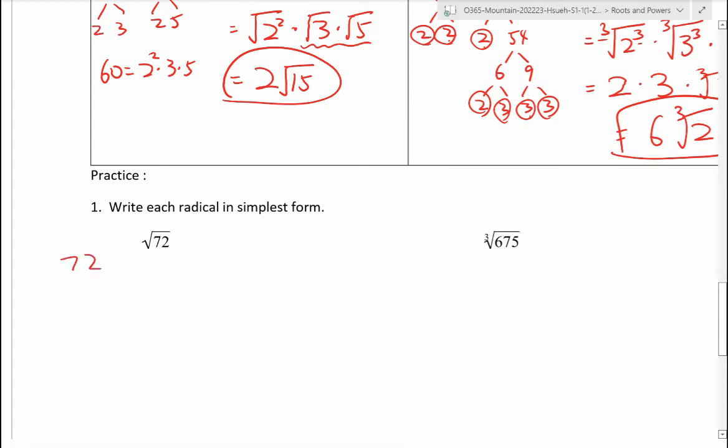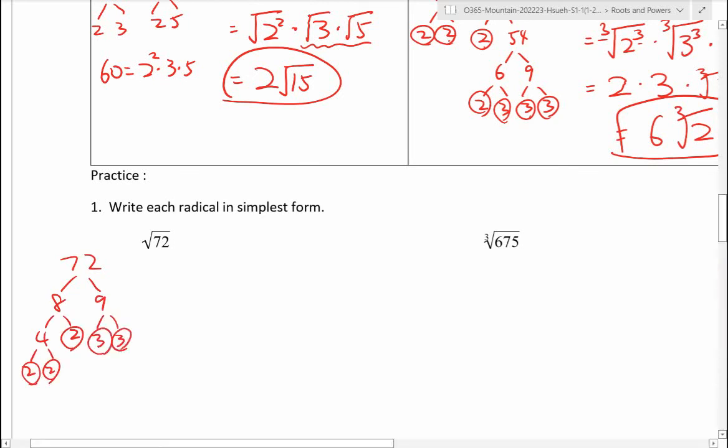Okay, 72. Let me do it quickly here. That's 8 times 9. 8 is 4 times 2, so 2, 2, 2. And 9 is simply 3 and 3. So this is the same thing as 2 cubed times 3 squared, the square root of that. And again, we can split the 2 cubed into 2 squared.